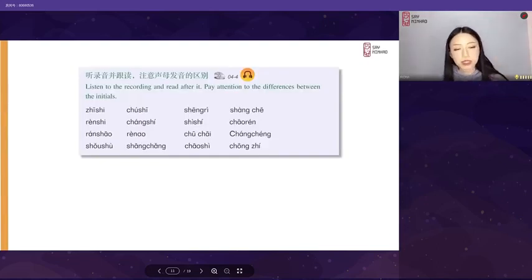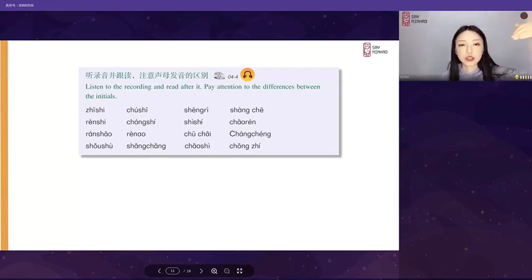So now let's use some examples to practice. Read after me. First one, 知识. We don't need to know the meanings of these words. We are just using their pronunciation to practice. 知识. Next one, 厨师. Next, 生日. Next, 上车. Next, 认识. Next, 常识.